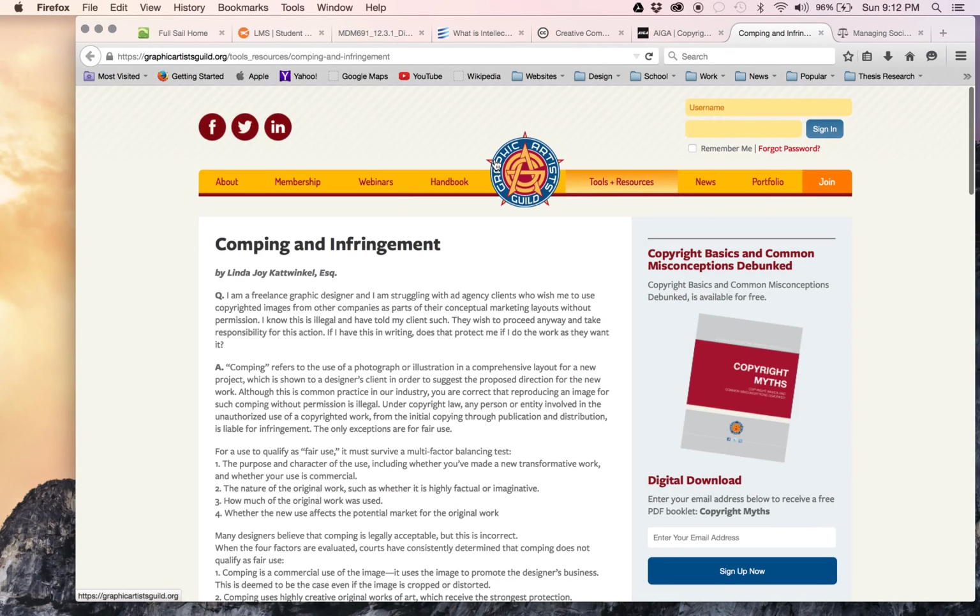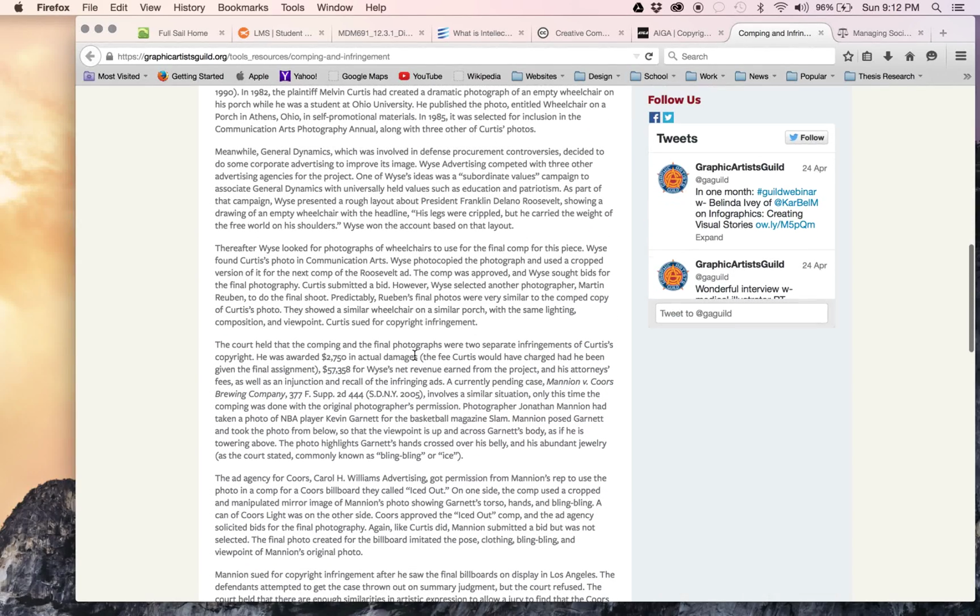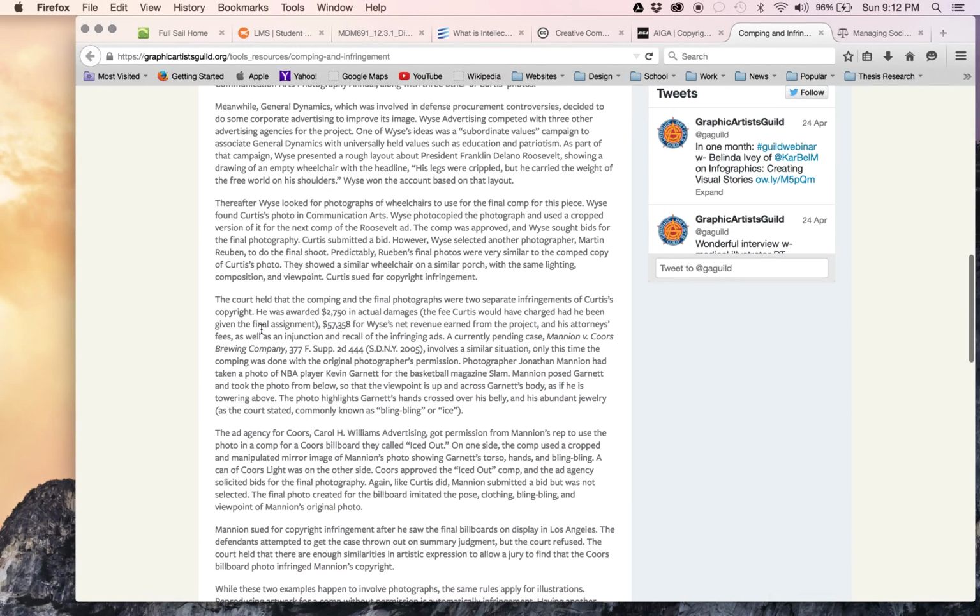So if we went to Comping an Infringement by Linda Joy Catwinkle, Esquire, she is the lawyer who stated this, and you scroll down almost towards the bottom, you can actually see the direct quote. He was awarded $27.50 in actual damages. The fee Curtis would have charged had he been given the final assignment. $57,358 for Wise's net revenue earned from the project and his attorney's fees, as well as an injunction in recalling the infringing ads.